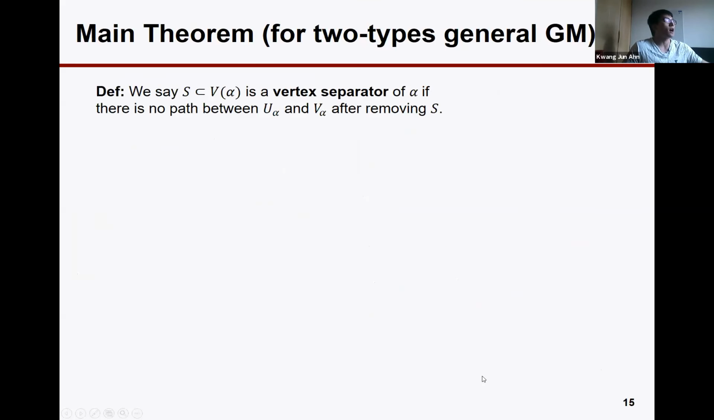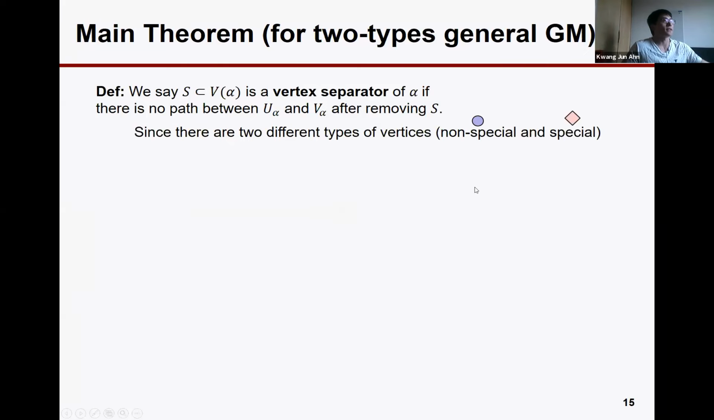Okay, so it turns out for this case, the main theorem reads as follows. Again, the main quantity of interest will be the vertex separator. But since there are two types of vertices, now we have to give them weights. For this case, we're going to give circles weight 1 and diamonds weight log n base n, m.